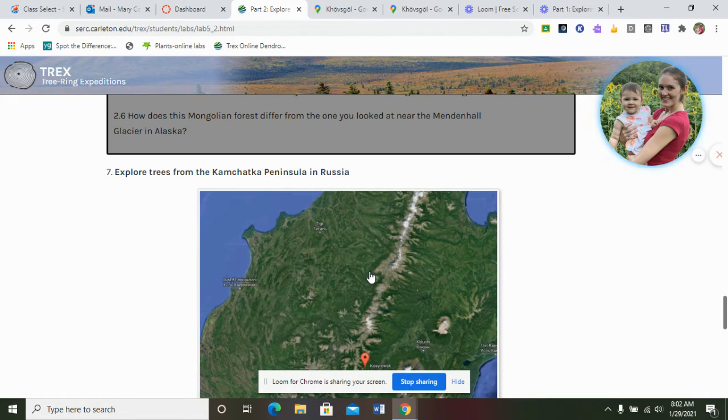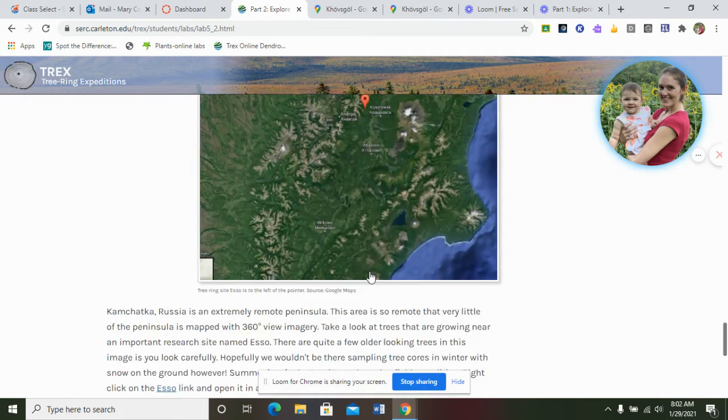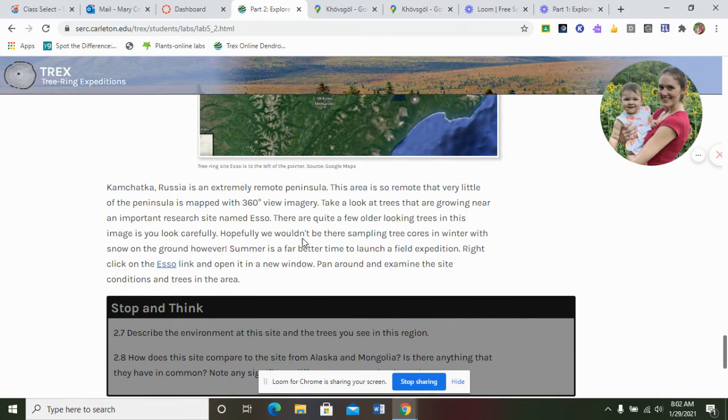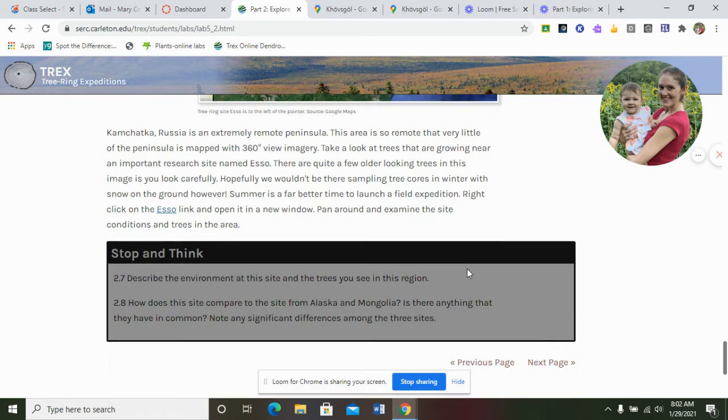Explore the trees from the Kamchatka Peninsula in Russia now. It's an extremely remote peninsula. This area is so remote that very little of the peninsula is mapped with a 360 view of imagery. Take a look at the trees that are growing near an important research site named Esso. There are quite a few older looking trees in this image if you look carefully.